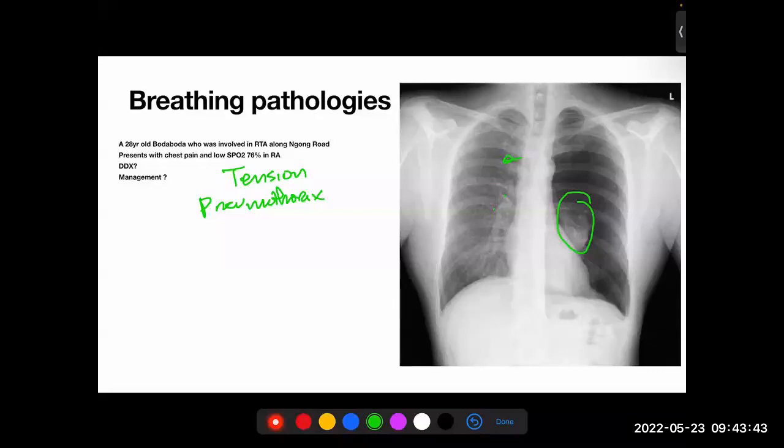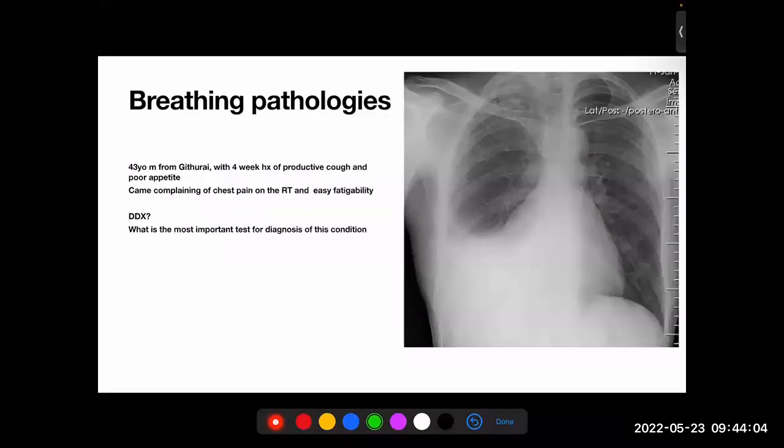What is the treatment for tension pneumothorax? Chest tube thoracostomy. I agree with you, but what is the immediate management? Before you look for a chest tube, needle decompression. Yes, you do needle decompression. Thank you, I agree with you on that one. Good. I like that.